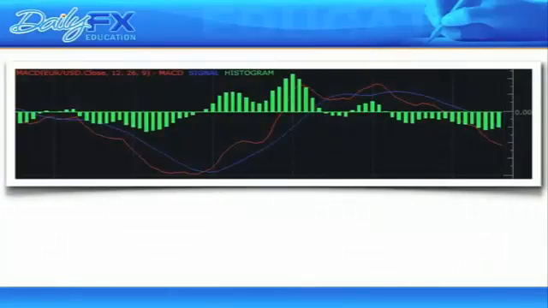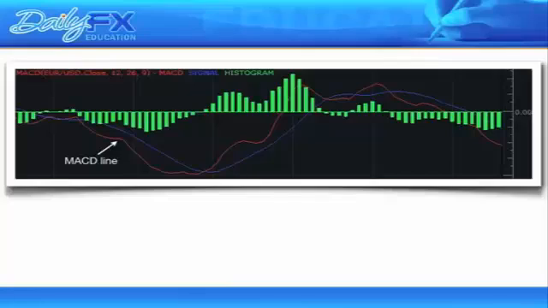Now that you know why the MACD was created, let's readdress the components of the MACD indicator to get a further understanding of what Appel was trying to accomplish. First, we have the MACD line. This line shows us the distance between two moving averages, which is exactly what Appel was looking for.